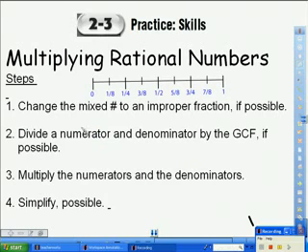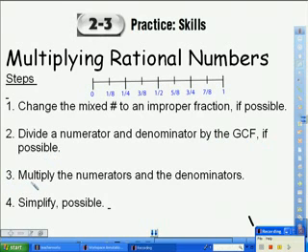Step 2. You are to divide a numerator and a denominator by the GCF if possible. You will see a little bit more about this a little later on.